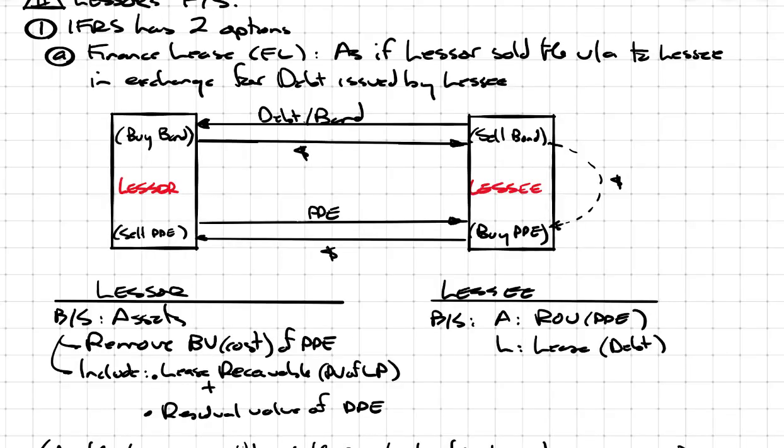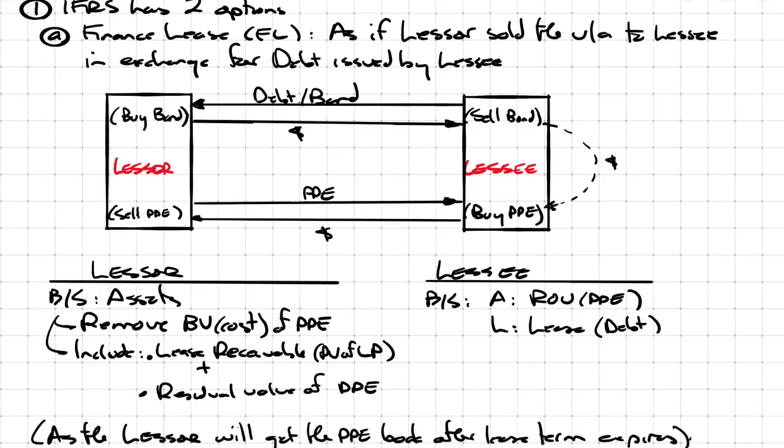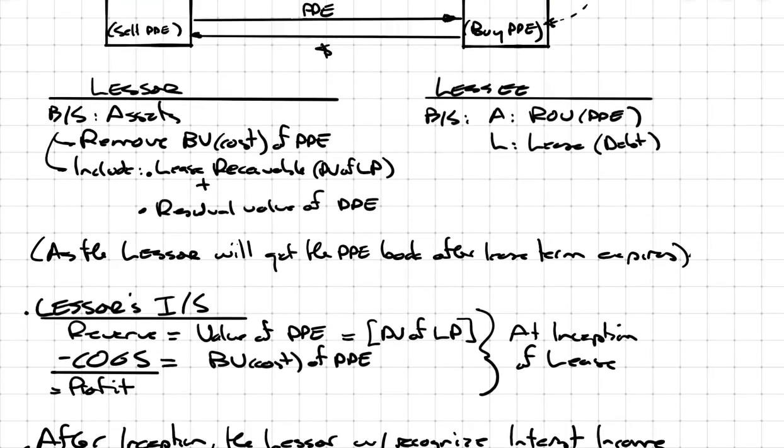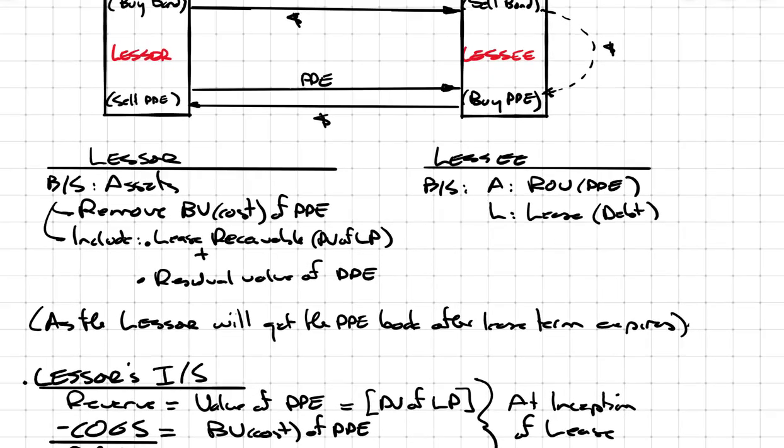Now, even though this is not actually what happened, we're going to do the accounting as if this is what indeed happened. So let's go have a look and see what the impact is going to be on the financial statements. And here's the lessor. So basically what you see in these financial statements reflects what's happening in the diagram. Let's have a look. So on the balance sheet, in the asset section, we're going to remove the book value or the cost of the PPE, and it's right there. If you see there, it's viewed as if the lessor sold their asset.